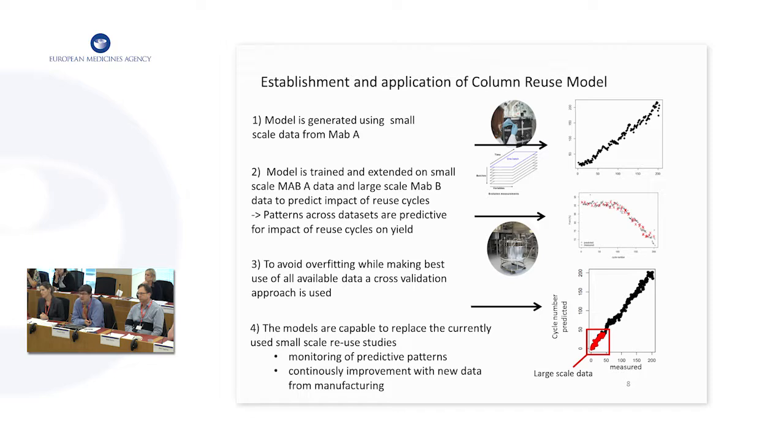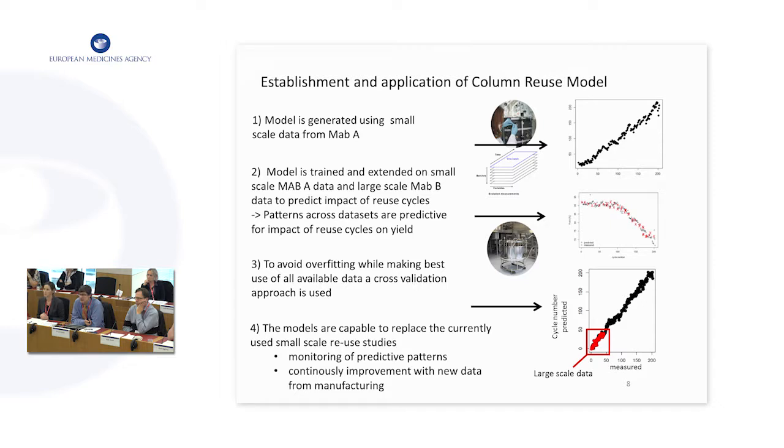This model was then further trained and extended on small scale with MAP-A data, but also we used large scale data for MAP-B, and we really trained this to predict the impact of reuse cycles on yield. So we have seen patterns across the data sets that are predictive for the impact of the reuse cycles and yield, as you have seen before. And on the right-hand side, you can see the gray dots are the modeled data, and the red crosses are the actual data, that this works pretty well.